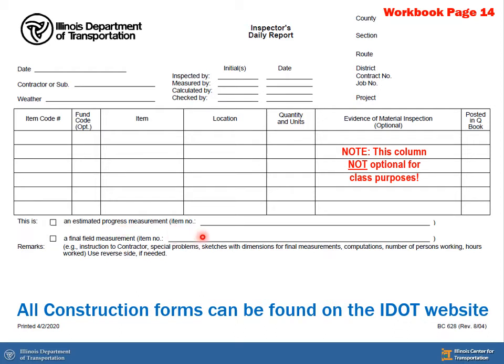Also, you should put your pay item numbers on this line for all pay items in these rows that are final. And note, you can find all the construction forms on the IDOT webpage.